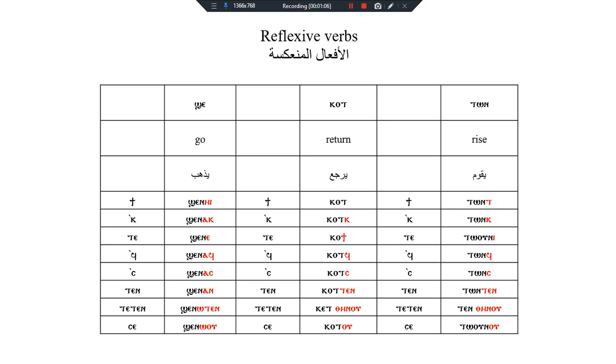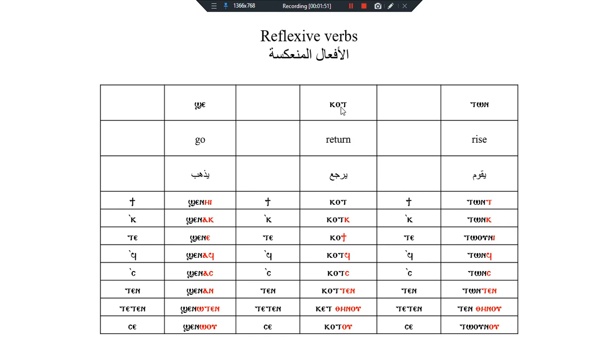So we conjugate it by adding the pronoun at the beginning of it and a reflexive pronoun indicating who is making the verb. It has no changes in the meaning. So we say here ti shen, I go; ek shinak, you go; te shine, you go for female; ef shinaf, he goes; es shinas, she goes; tin shinan, we go; tetin shinoten, you go; se shinou, they go.